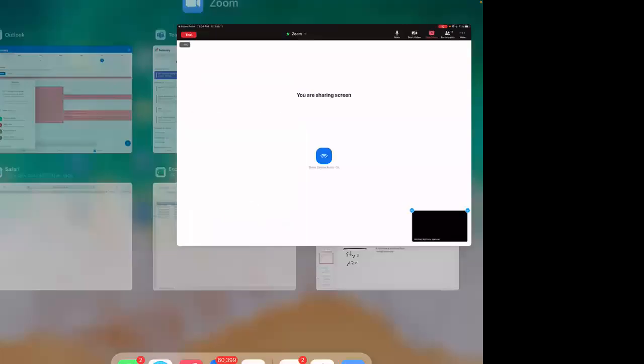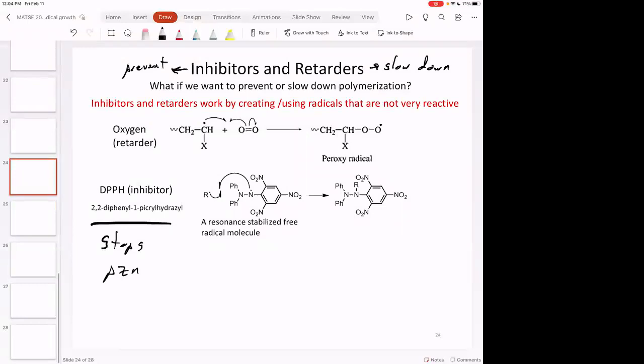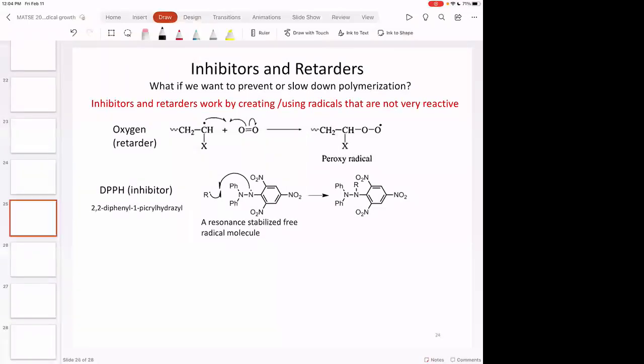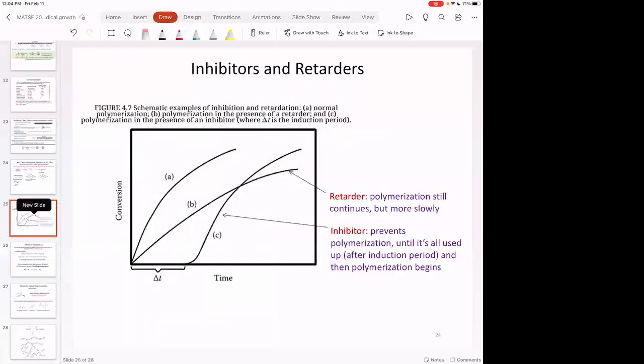Let me see if I can get this going. I want to show you one more slide. And so what this looks like, if I can get this one slide back, hold on one second. So slide 25, here we go. Slide 25 gives us now this kinetic curve, time versus conversion. How are we building up molecular weight? An inhibitor stops polymerization for a certain amount of time until the inhibitor is also used up, and then it goes. And a retarder just slows down polymerization versus what it would be.